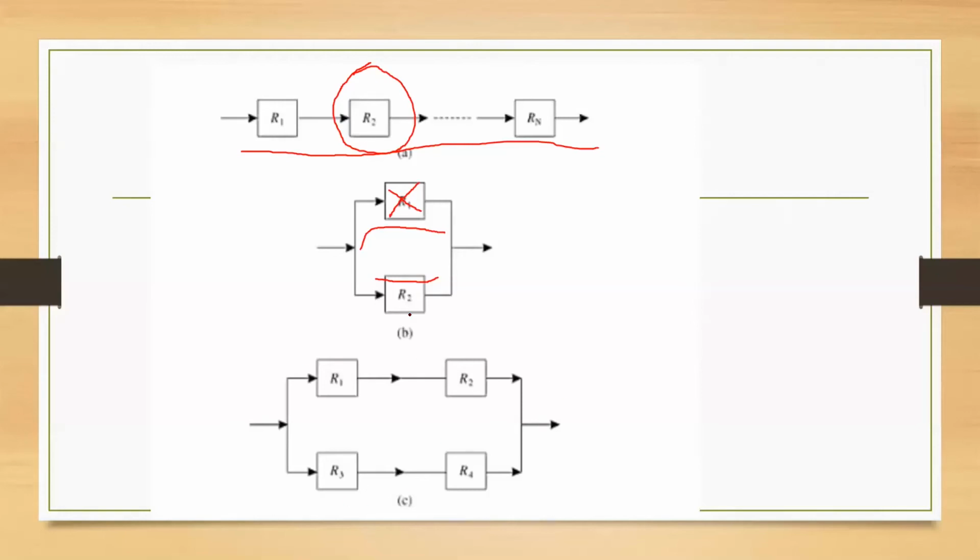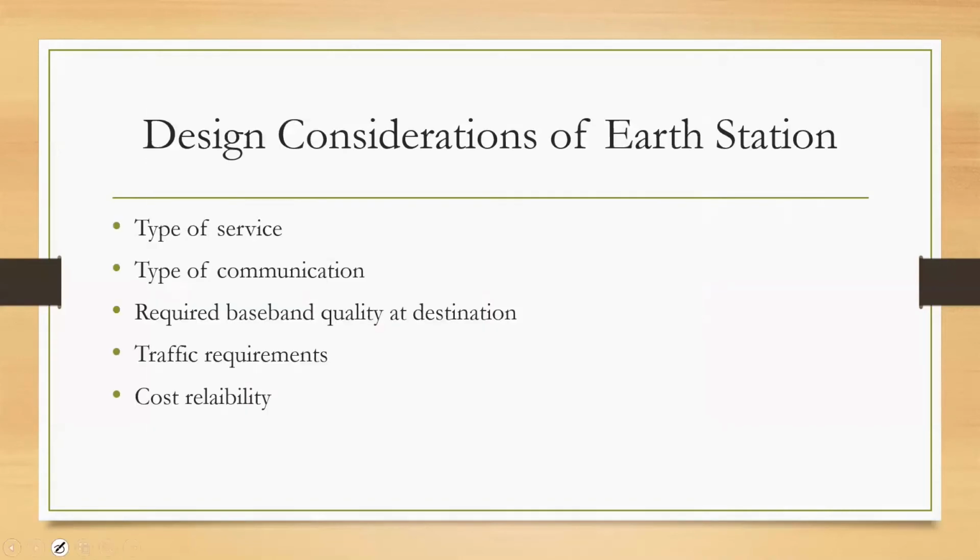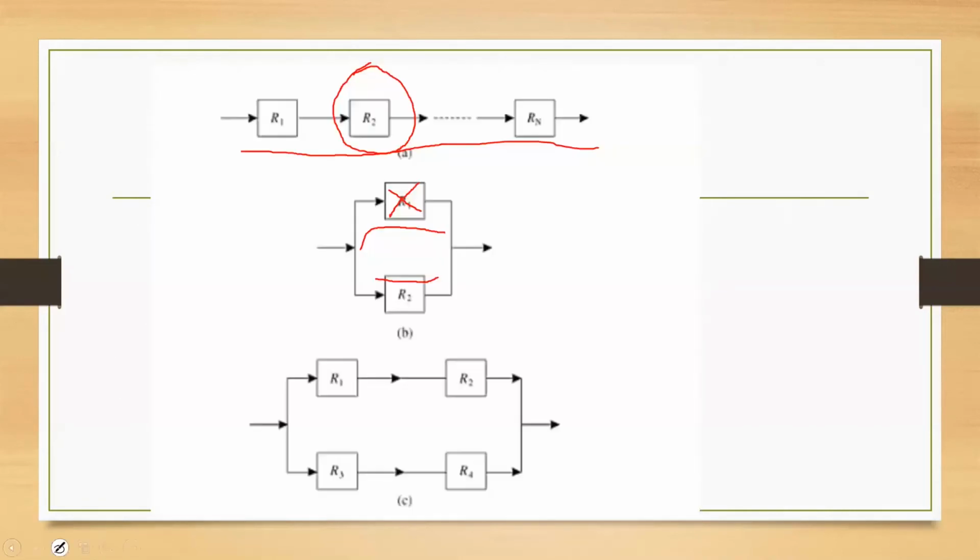For each component there is a backup, but that will actually create a lot of complexity. Now this completes our space segment, where we covered all the components of the satellite that are there, along with how to increase the reliability.